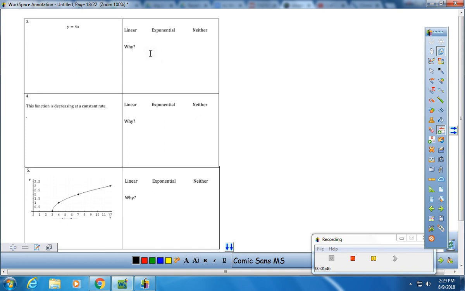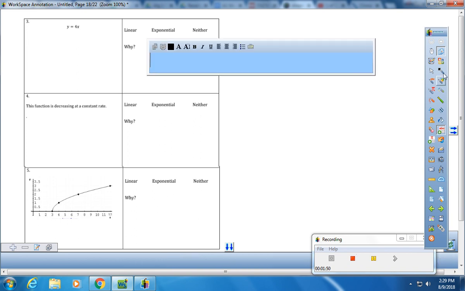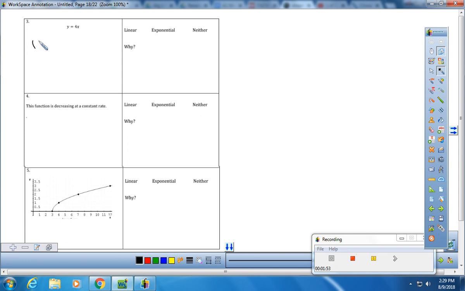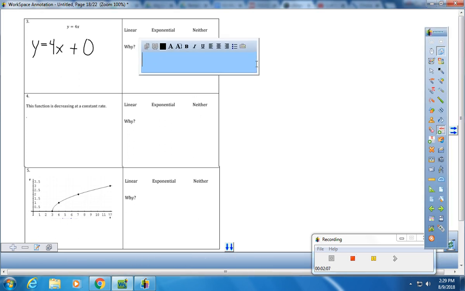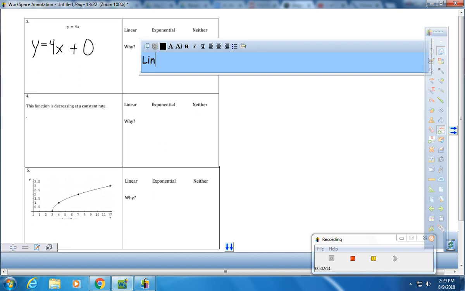All right, y equals 4x. Well, would you consider that to be any different than y equals 4x plus 0? No, we're allowed to add 0 to whatever we want. It doesn't change the value of it. Okay? Well, notice that is y equals mx plus b, which is the most famous equation for a line. So, this is definitely linear. Slope is 4. Intercept is 0.